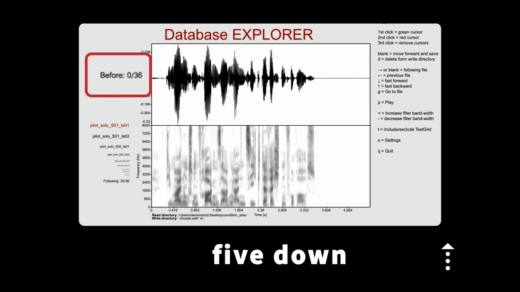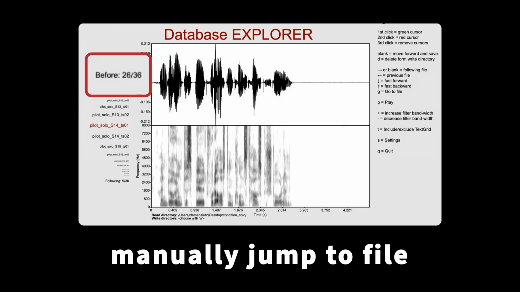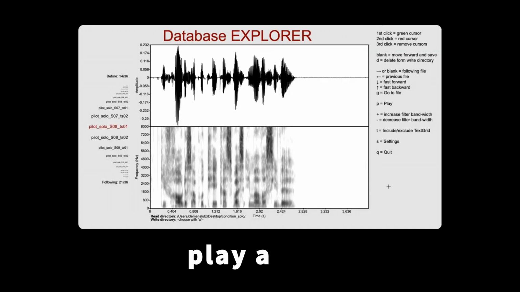If that's too fancy for you, or if your folder contains many files, you can press the G key and manually type in the file number you want to jump to. Press the P key to listen to the currently selected sound.